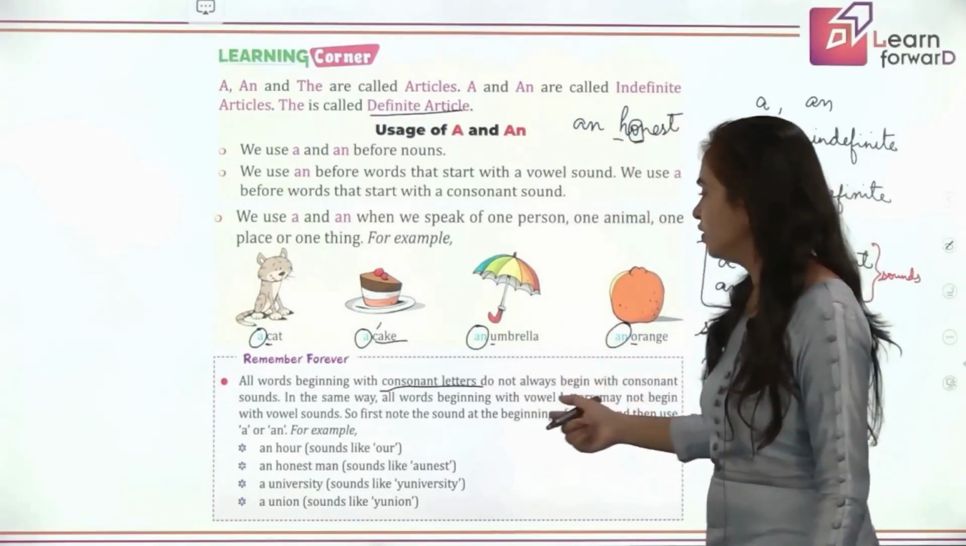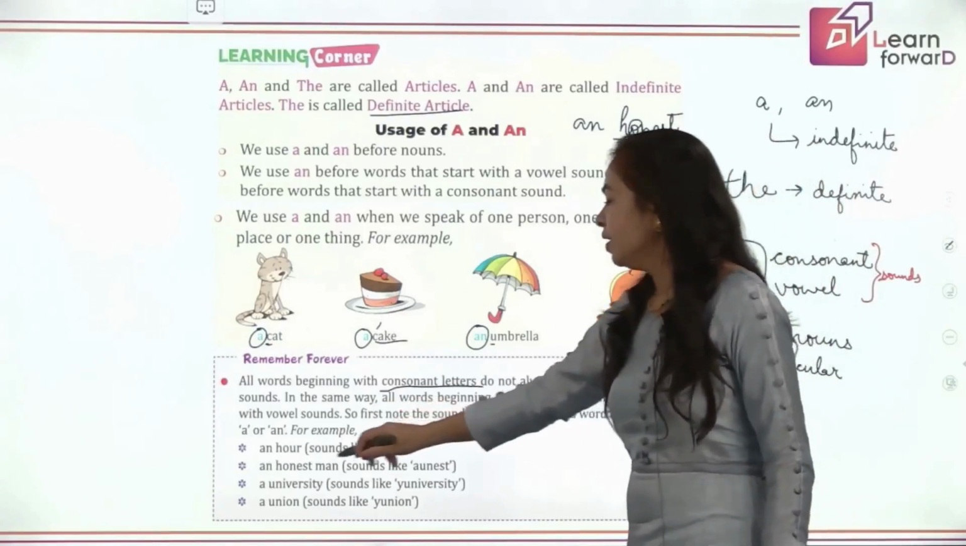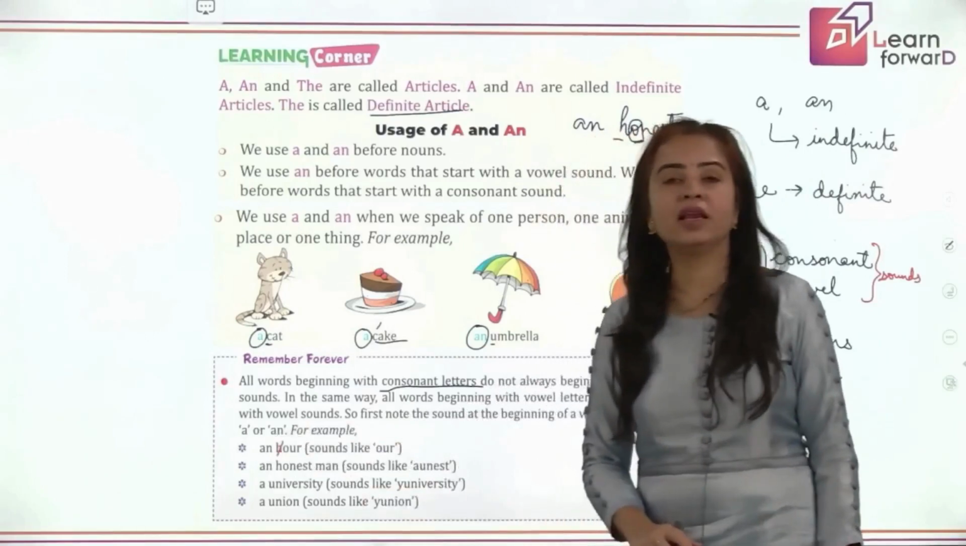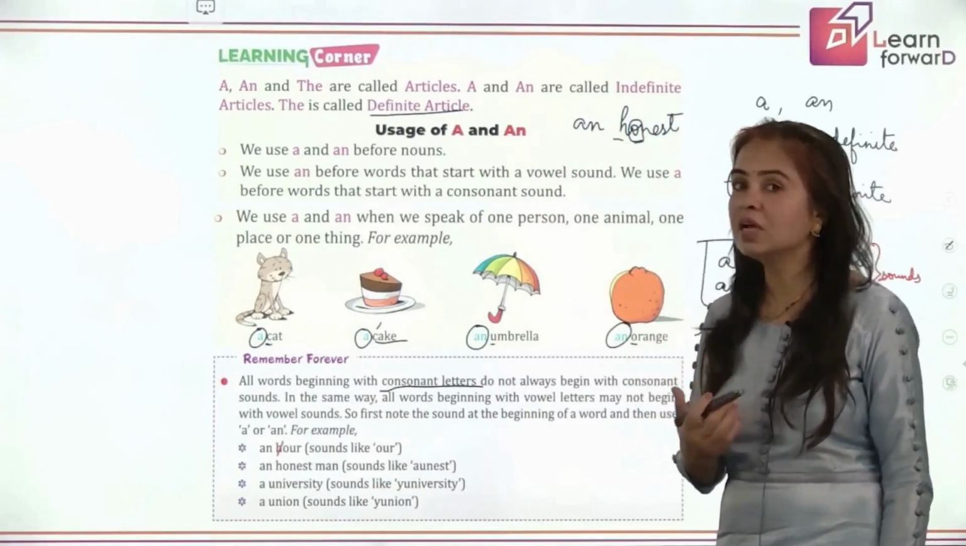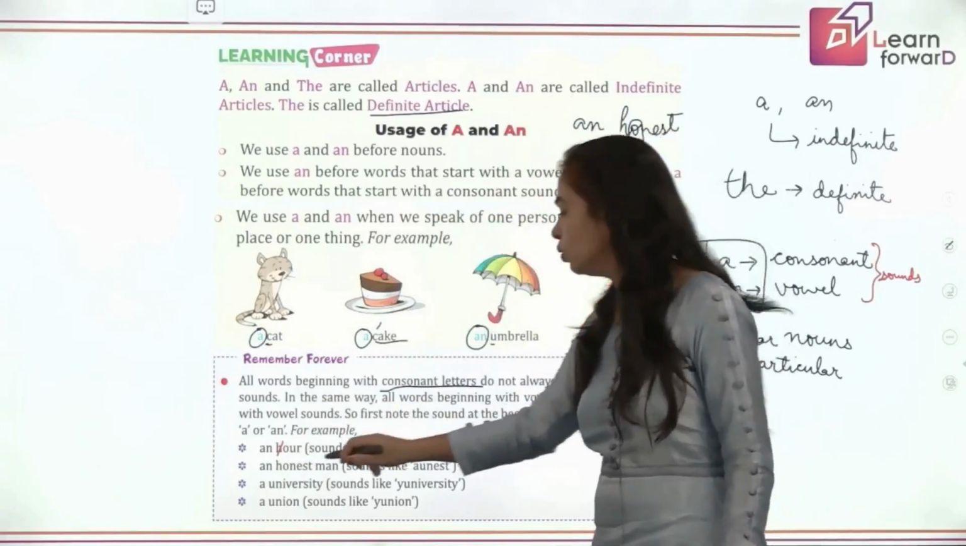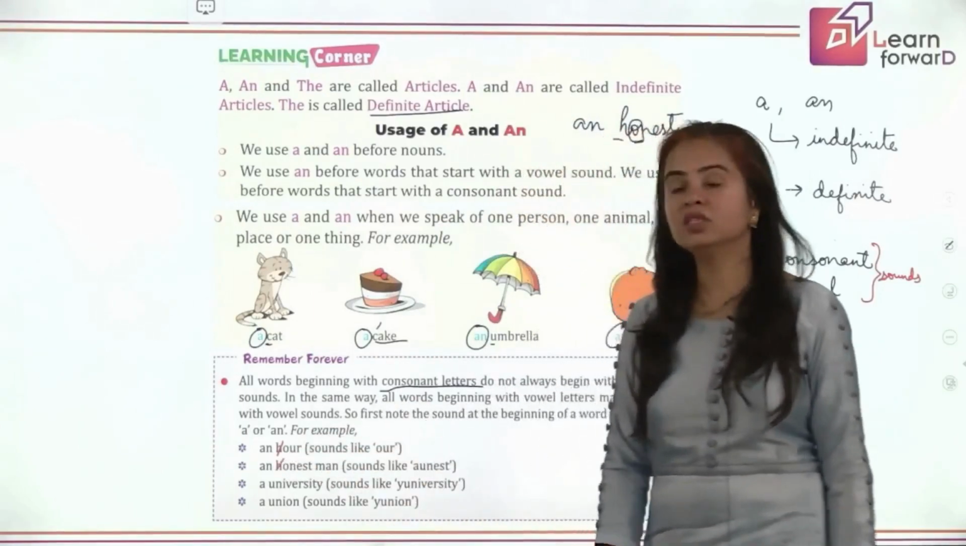Remember this always, please. Like an hour. So here H is silent. We are saying our. That is a vowel sound. And honest, see the word I have just told you. So here also H is silent.